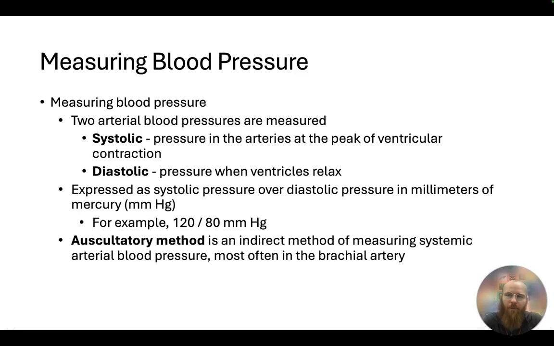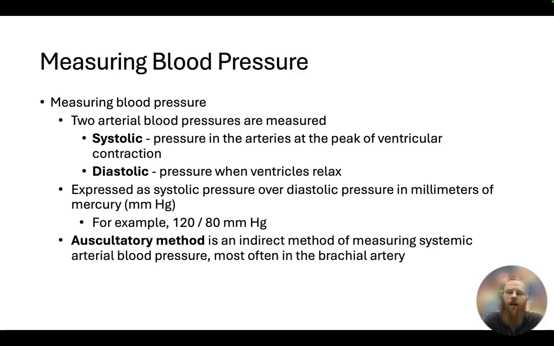So, measuring blood pressure, we've got two blood pressures that we typically measure, that we would basically say this is your blood pressure, and that's going to be composed of your systolic and diastolic blood pressure. Systolic is basically pressure in the arteries at peak ventricular contraction, right? So this is the highest pressure that your heart is going to be exerting on those arteries when it's active. Diastolic is the pressure that we read whenever the ventricles are relaxing, okay?